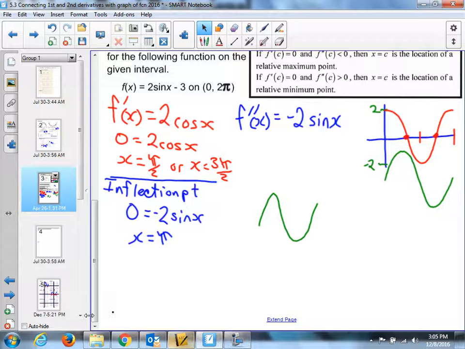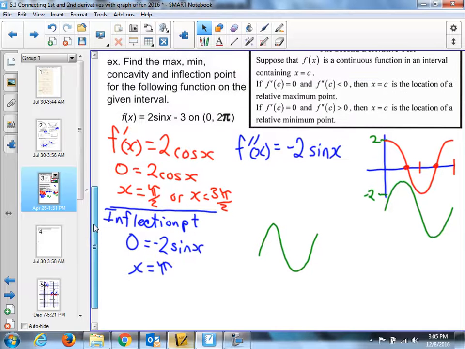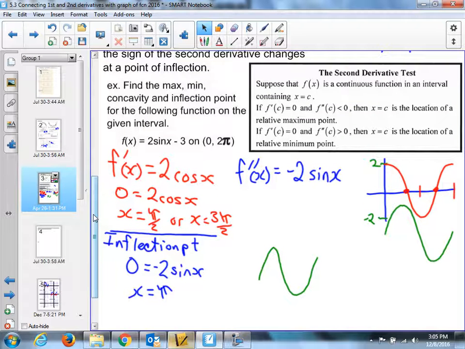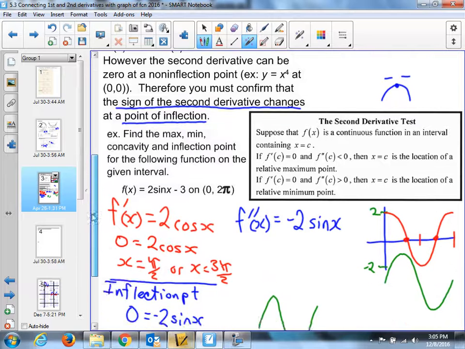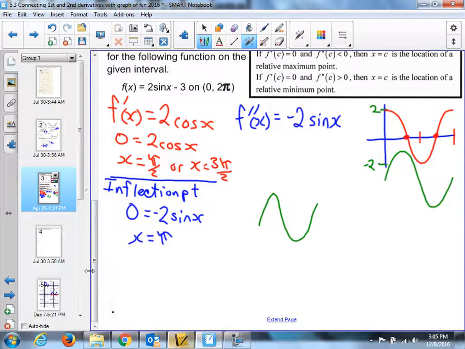That's the possible x value for the inflection point. Now it's a point, so you have to find the y value that matches with it. But just a second here. Inflection point. The sign of the second derivative changes at a point of inflection. So with this particular one, we shouldn't find it too challenging, I hope.